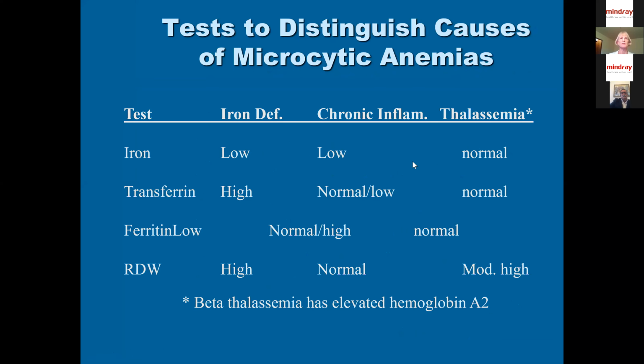Oh, this table got a little messed up too. But in iron deficiency, of course, your serum iron is low, your transferrin generally is high, and the ferritin is low, and the RDW is high. In chronic inflammation, the ferritin can be normal or high, but generally the transferrin is normal to low. And in thalassemia, all of your iron studies should be normal, except the RDW will be high.